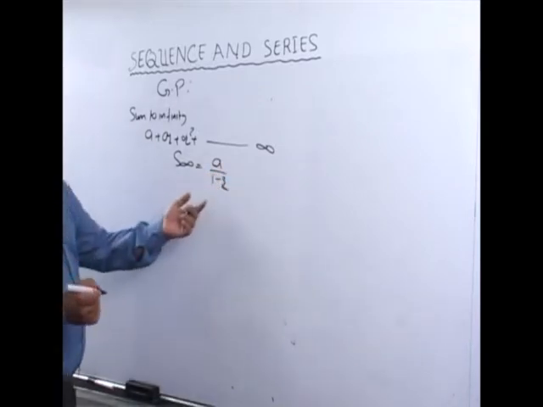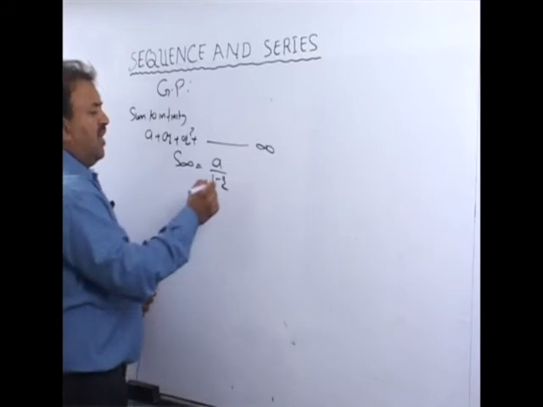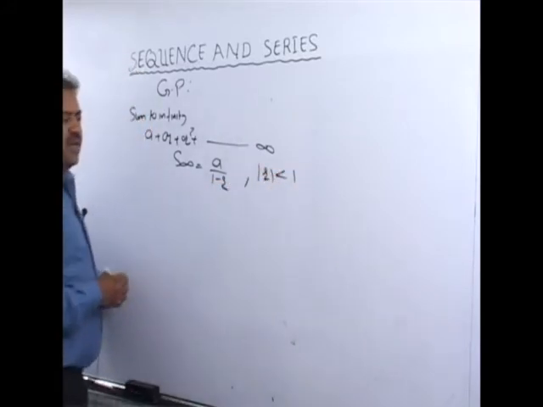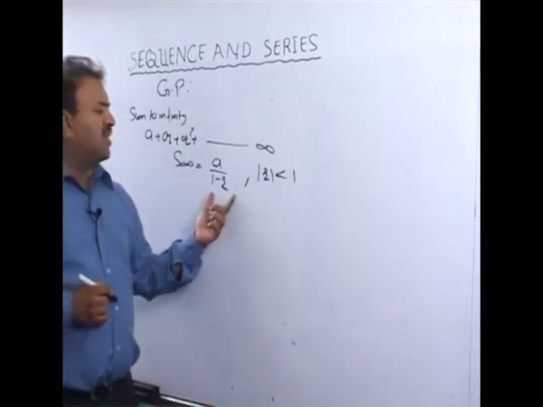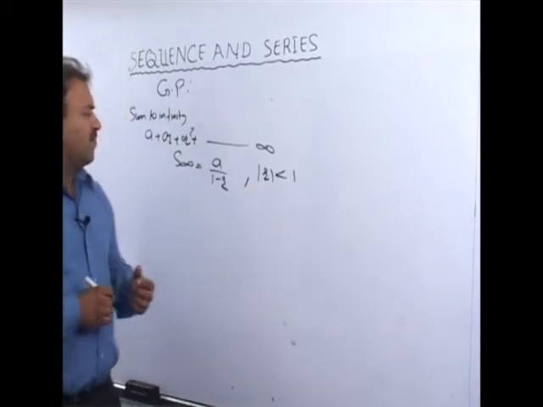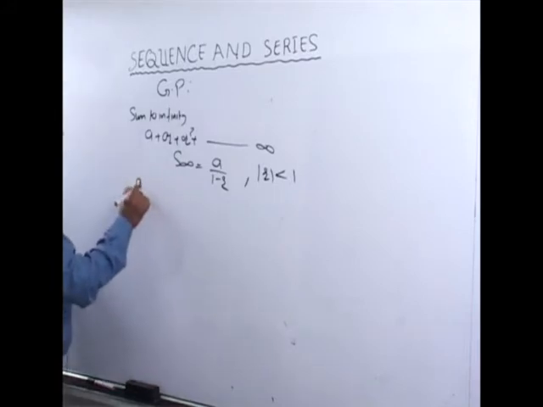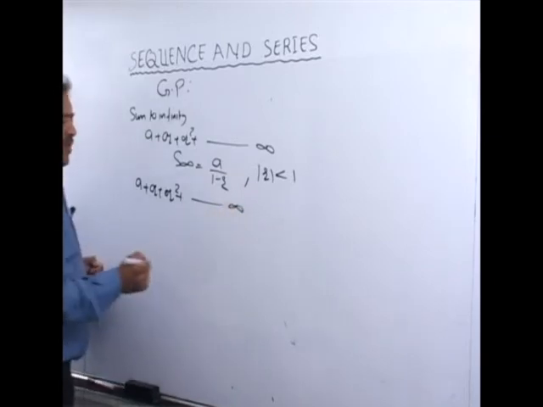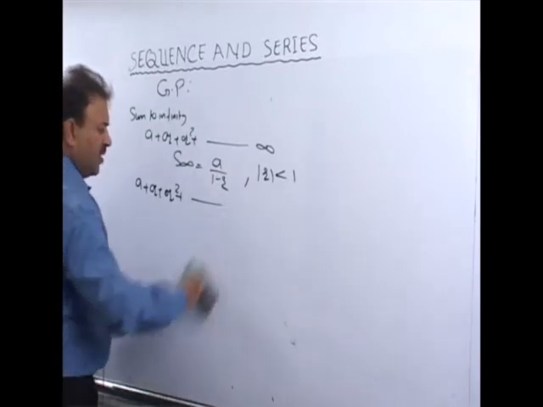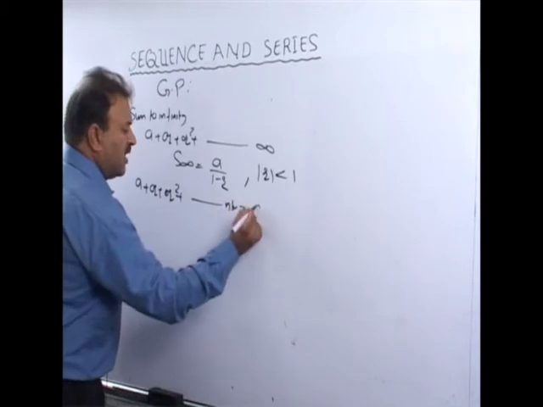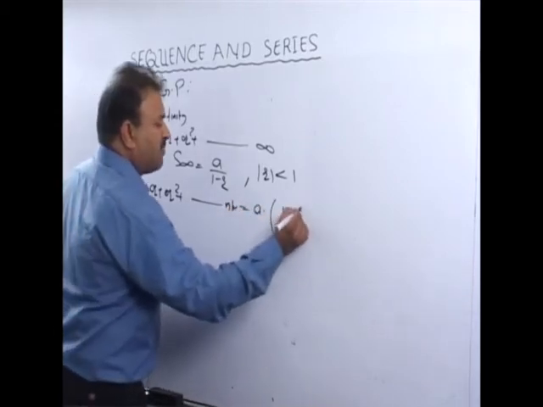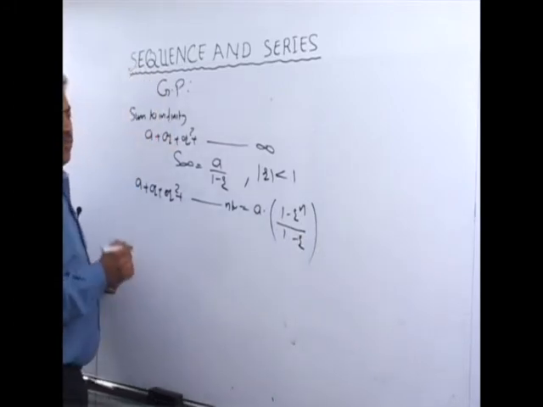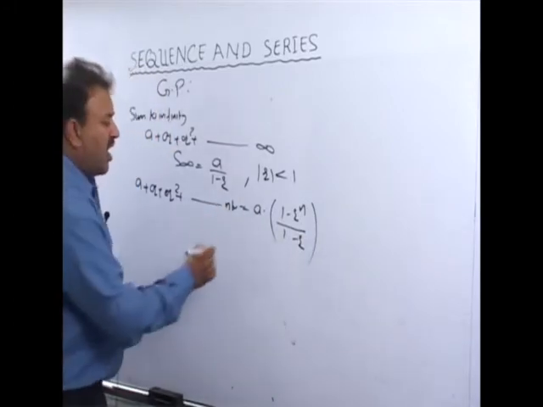How it comes, we can also prove it. See here, the modulus of r is less than 1. Here the condition is that sum to infinity exists if modulus of r is less than 1. We can prove this from the formula for A plus AR plus AR square up to n terms. The formula up to n terms was A into 1 minus r to the power n upon 1 minus r. We have taken this formula. Now we are taking modulus of r less than 1.